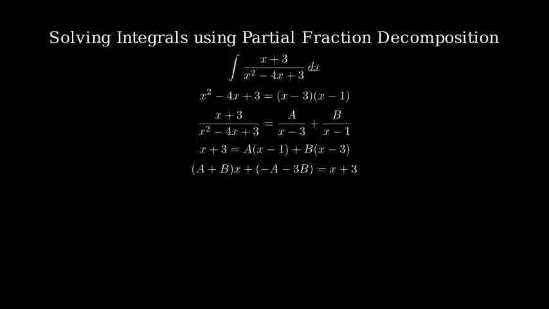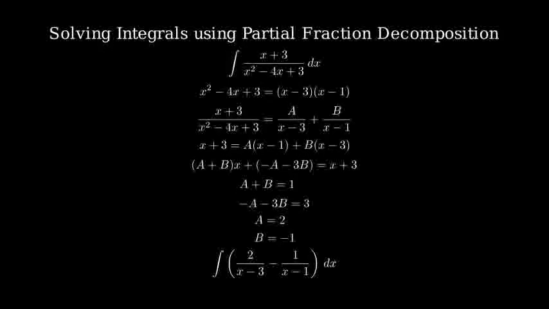We'll solve negative a minus 3b equals 3, and a plus b equals 1, which helps us find a equals 2 and b equals minus 1. Plugging the values for a and b back into our expression, we get the partial fraction decomposition. So, the integral becomes the integral of 2 over x minus 3 minus 1 over x minus 1 with respect to x. Now we can integrate each term separately.